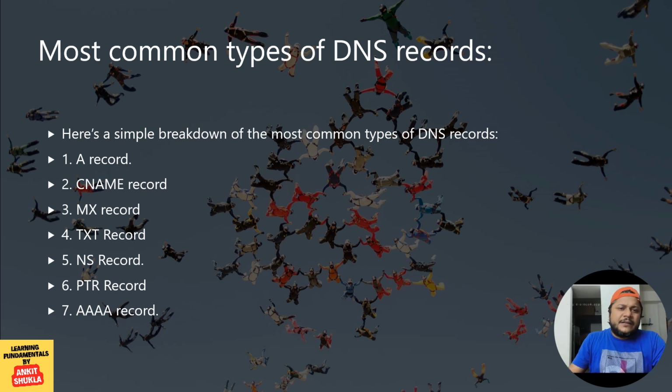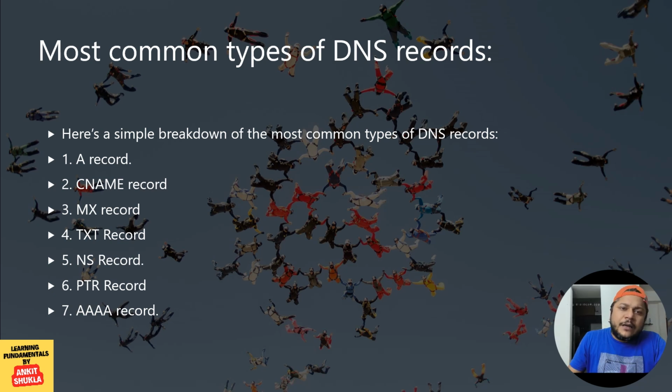The most common types of DNS records are A record, CNAME record, MX record, TXT record, NS record, PTR record, and AAAA record. Here's a simple breakdown of the most common types of DNS records. An A record basically maps a domain name to an IP address. For example, it tells your computer that google.com or example.com or any domain.com should be reached at a specific IP address like 192.168.0.1.